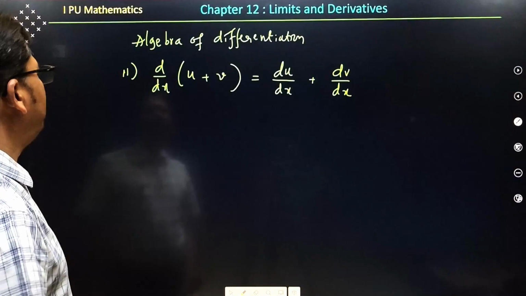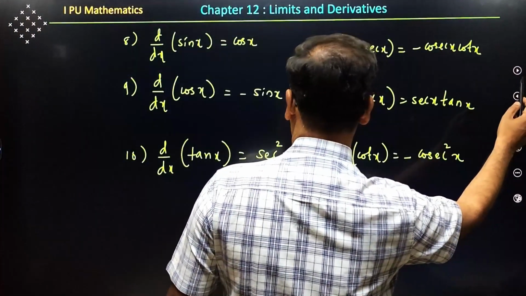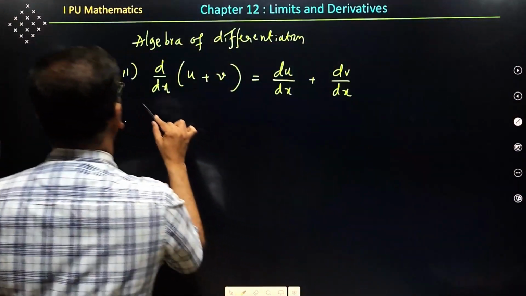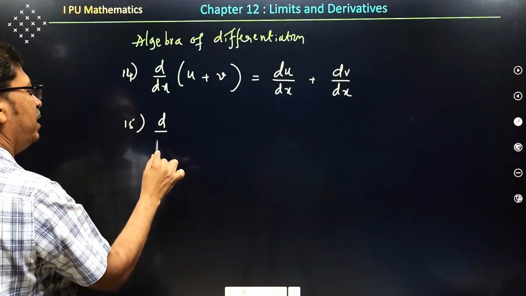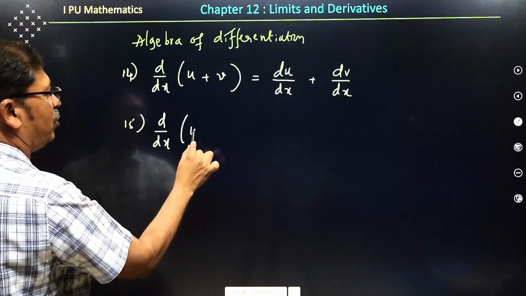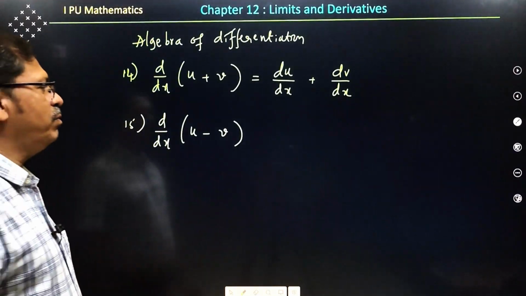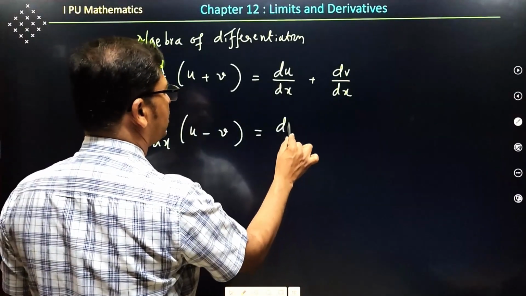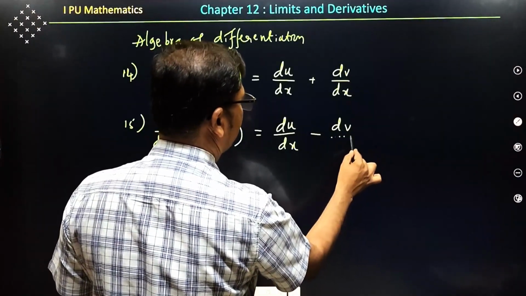On the other hand, if the difference is there, this is the 14th result. Next, the 15th one: d by dx of u minus v. This is also called the difference rule. Just split the d by dx symbol: du by dx minus dv by dx.